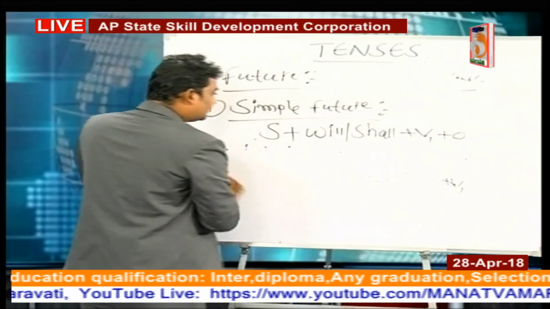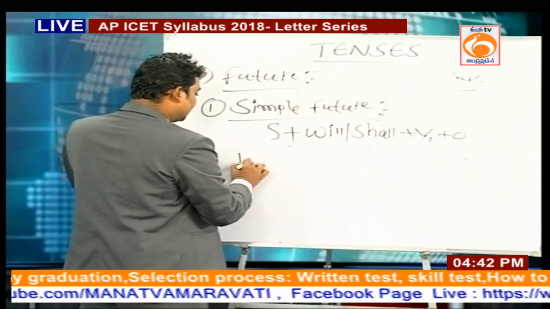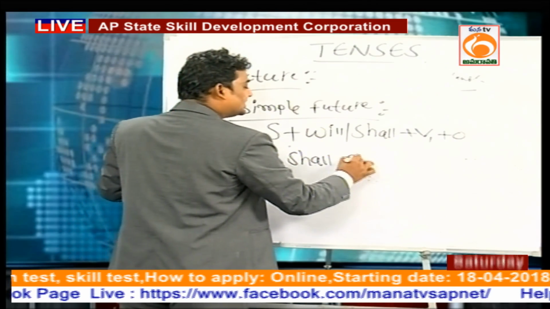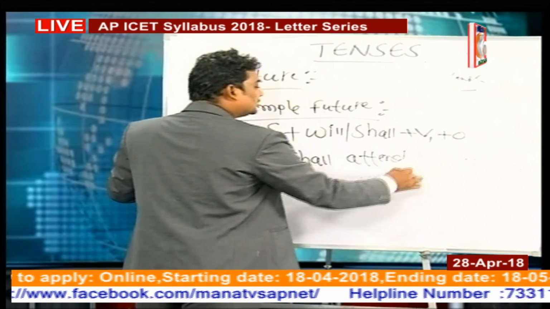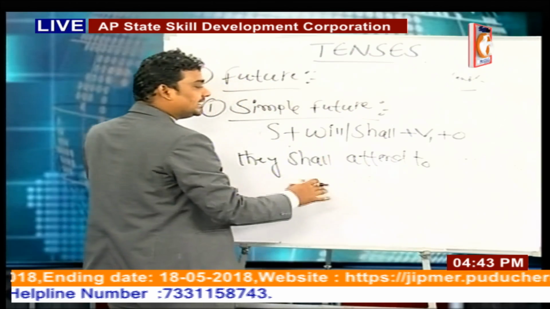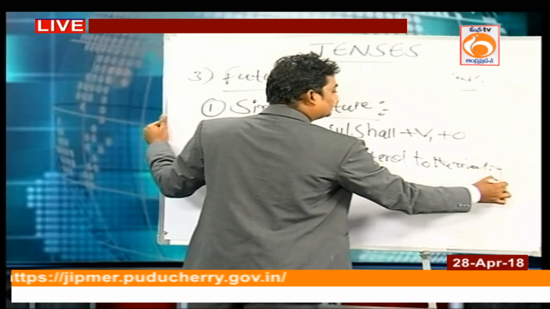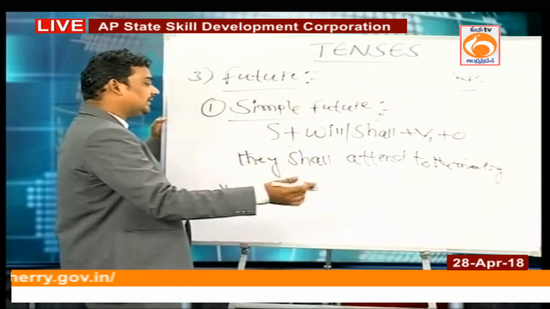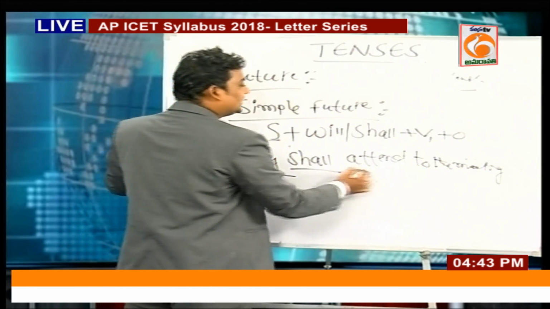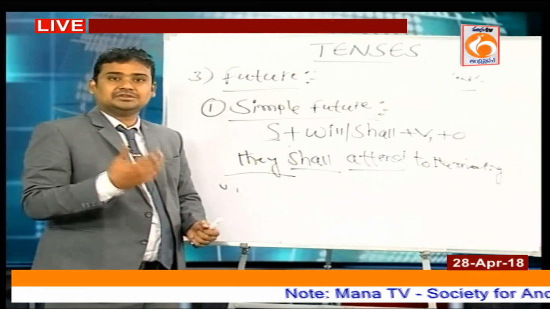One more example for simple future: They shall attend the meeting. They is the subject, shall is the modal helping verb, and attend is the V1. This type of sentence is called a simple future sentence.